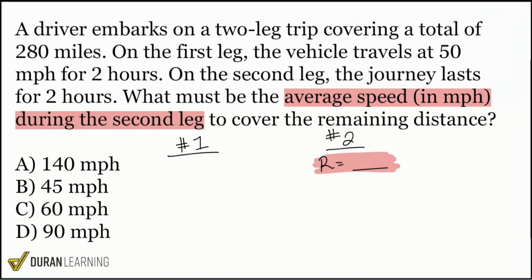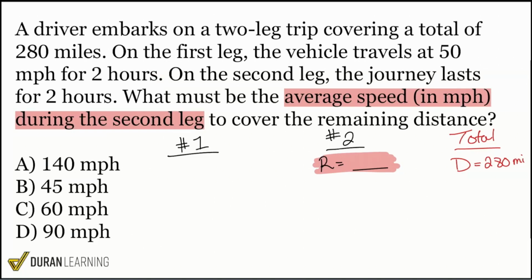Okay, let me go ahead and write that down. That's going to be important information. I already know. So let me write that down over here. The total distance is 280 miles. Okay, sounds good. Let's keep it reading here. Let's keep it going. On the first leg, the vehicle travels at 50 miles an hour for 2 hours. Okay, so let me highlight that nice and easy.